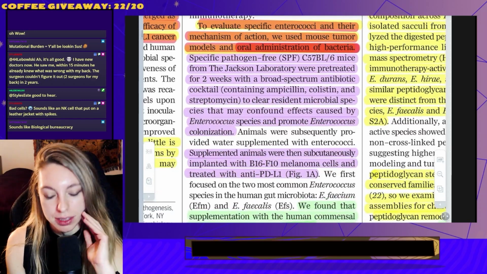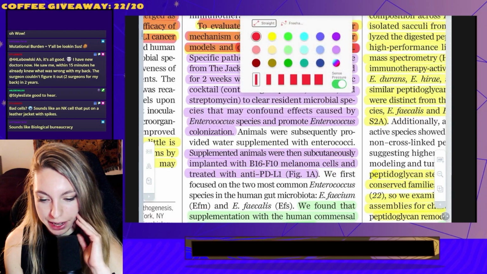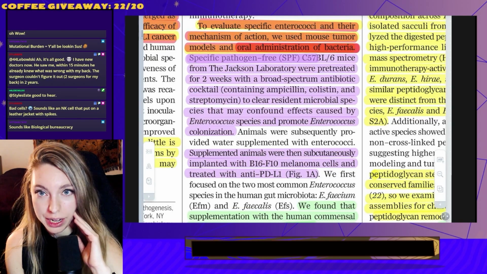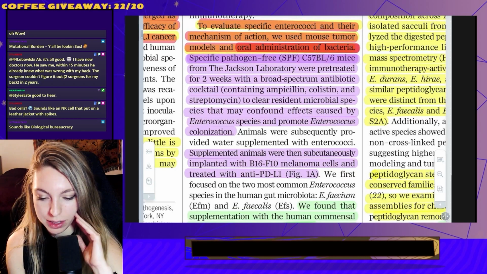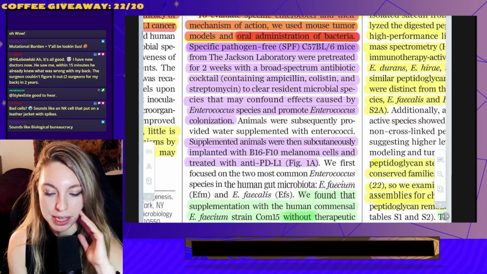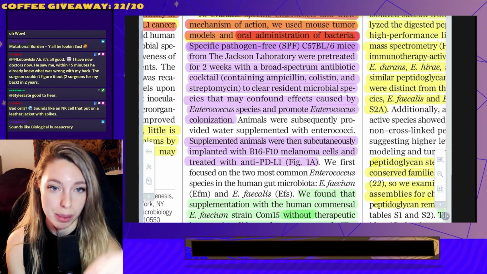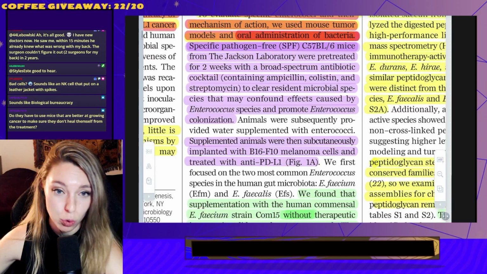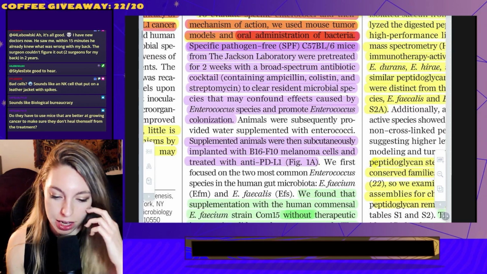So they use these special types of mice. They're called pathogen-free mice. You don't need to worry about all this. Basically, this means that these mice have a very limited number of microbes. They don't have as many microbes as normal mice.